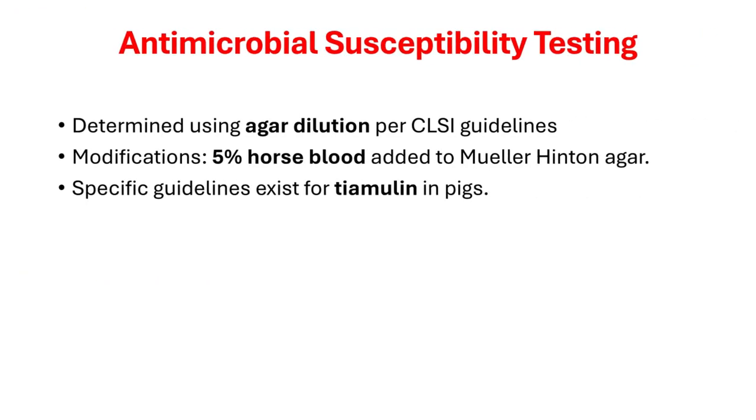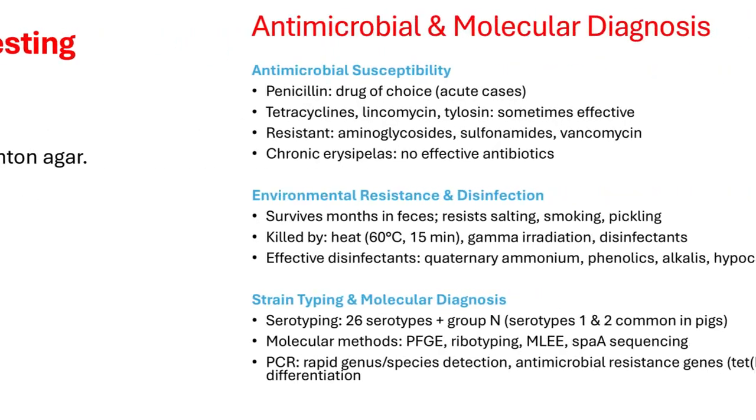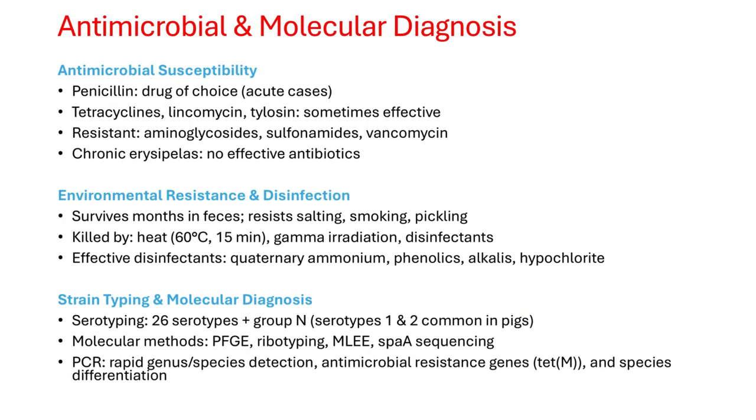Antimicrobial susceptibility of Erysipelothrix is usually determined by agar dilution following CLSI guidelines. Modifications, such as adding 5% horse blood, can improve growth. Specific breakpoints exist for drugs like tiamulin used in swine therapy. Erysipelothrix is treated mainly with penicillin for acute cases, while tetracyclines, lincomycin, and tylosin may be effective. Many antibiotics, including aminoglycosides and sulfonamides, are ineffective, and chronic erysipelas has no reliable treatment.